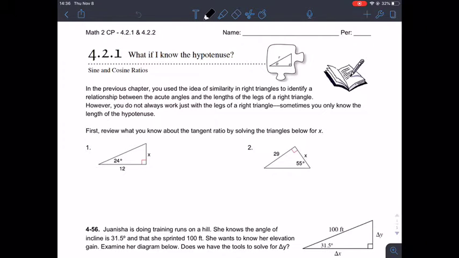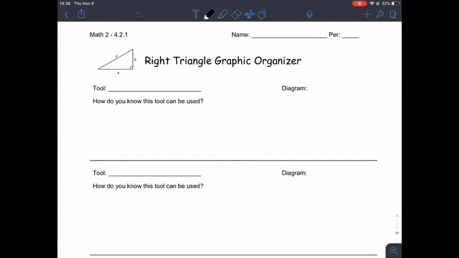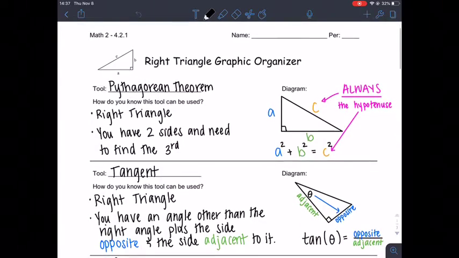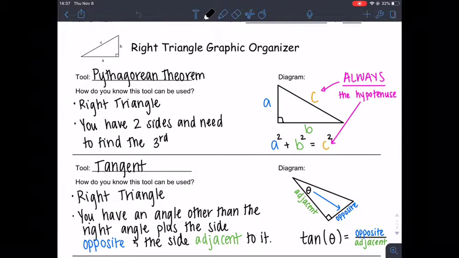Now, before we do that, what I would like you to do is on Classroom get the second document that's on there. It is a graphic organizer that looks just like this, right triangle graphic organizer. And we're going to fill in some of these tools. The first two are review, the Pythagorean theorem and tangent. So we're going to pause this video right here and you are going to copy these two tools down.